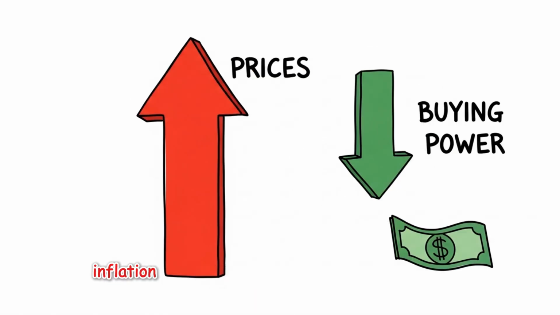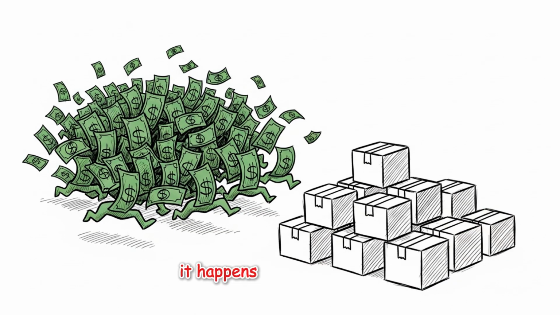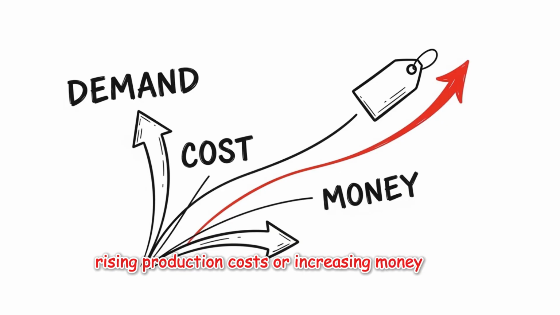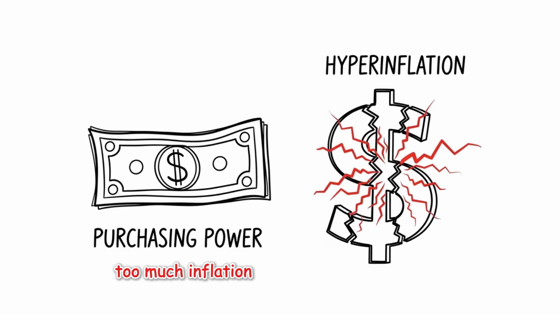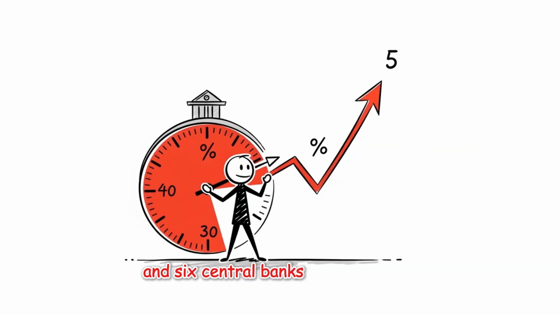All right, quick recap. 1. Inflation means prices rise and money buys less. 2. It happens when more money chases the same amount of goods. 3. It can be caused by high demand, rising production costs, or increasing money supply. 4. A little inflation, around 2%, is intentional and considered healthy. 5. Too much inflation destroys purchasing power. Hyperinflation destroys currencies. And 6. Central banks control inflation mainly through interest rates.